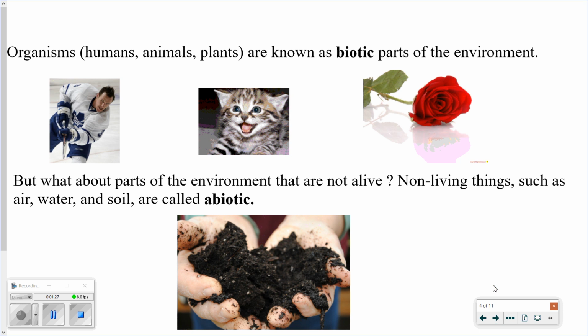Organisms, humans, animals, and plants are known as biotic parts of the environment. But what about parts of the environment that are not alive? Non-living things such as air, water, and soil are called abiotic.